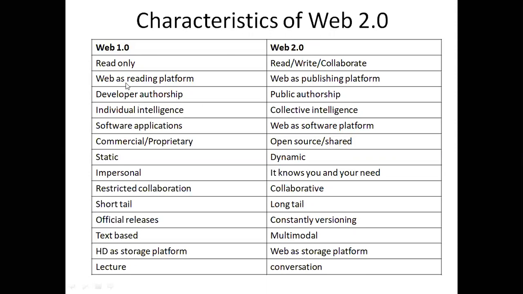Developer authorship: it was basically for the developer. None of us were eligible to do any modification, but in Web 2.0 it was public authorship. Individual intelligence versus collective intelligence: a collective group of people will be giving the contribution. Software application: it is a platform for software application, and then it is commercial or proprietary.